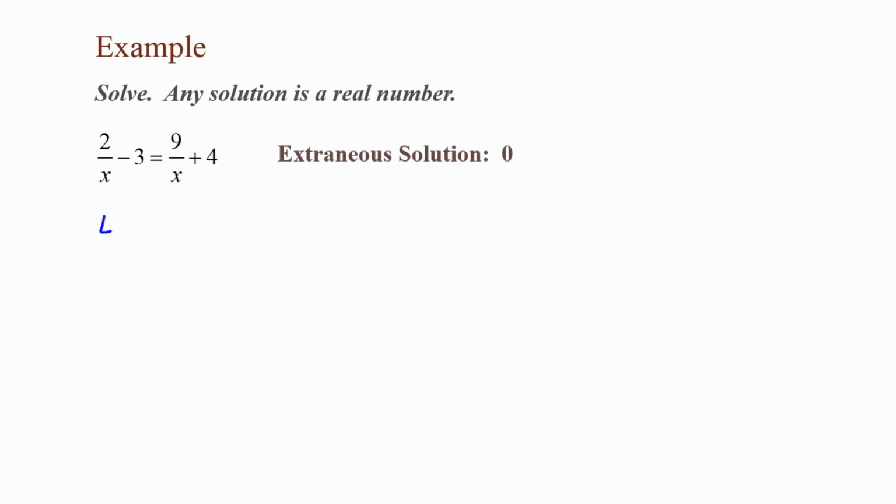Next, we want to find the least common multiple for these terms. My denominators are x, 1, x, and 1. I can change my whole numbers to fractions by writing them over 1. So that means that my denominators are x, 1, x, and 1. The least common multiple of x and 1 is x. So we want to multiply our equation by x.